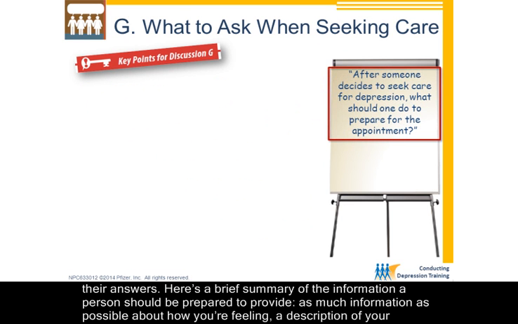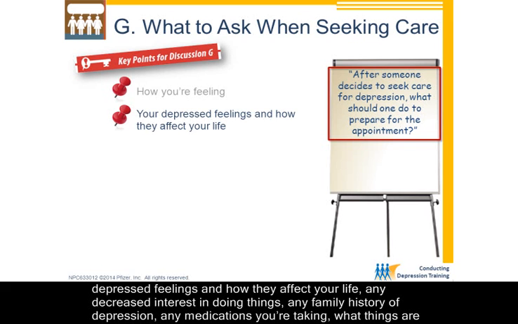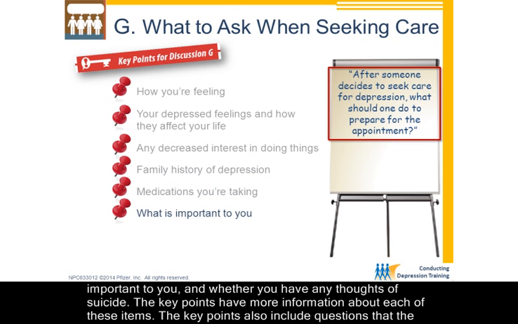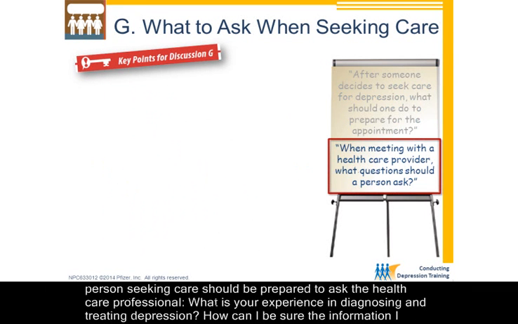Here's a brief summary of the information a person should be prepared to provide. As much information as possible about how you're feeling. A description of your depressed feelings and how they affect your life. Any decreased interest in doing things, any family history of depression, any medications you're taking, what things are important to you, and whether you have any thoughts of suicide. The key points have more information about each of these items. The key points also include questions that the person seeking care should be prepared to ask the healthcare professional.